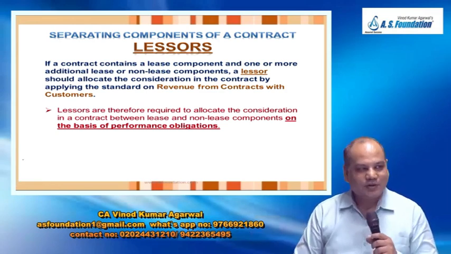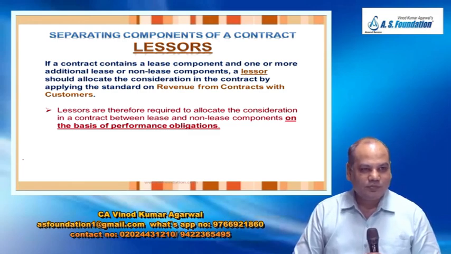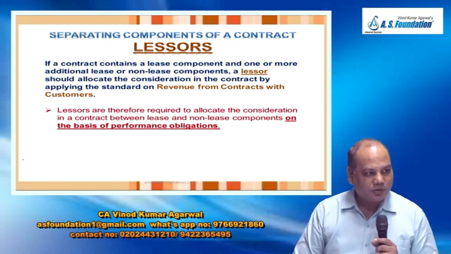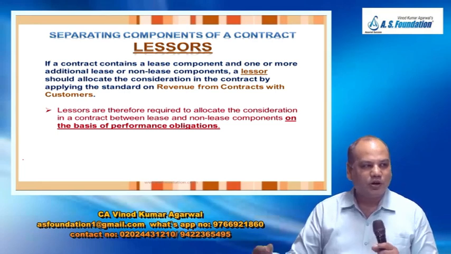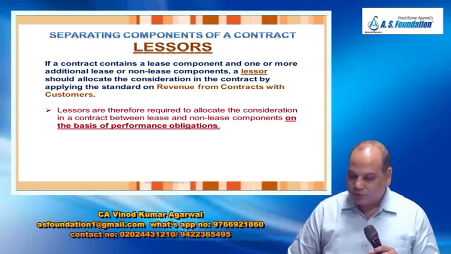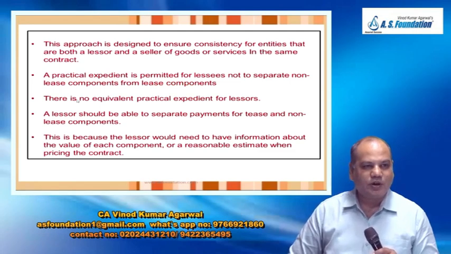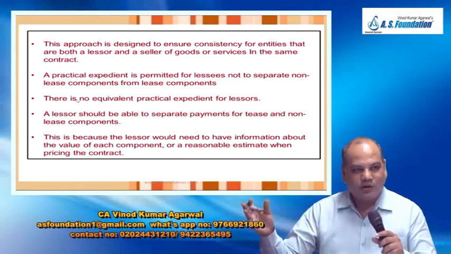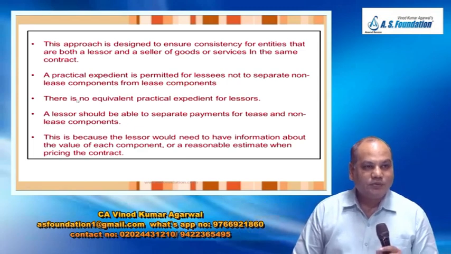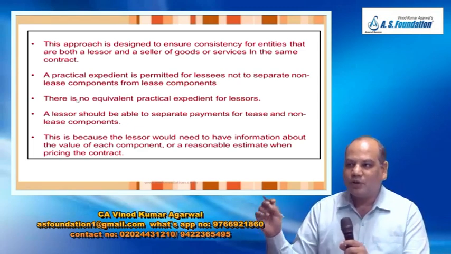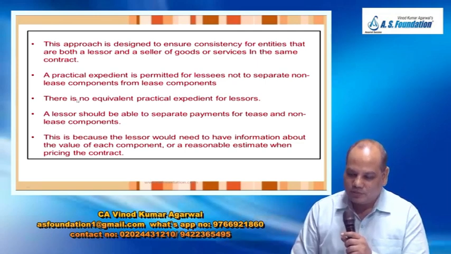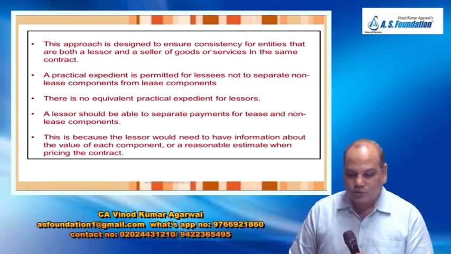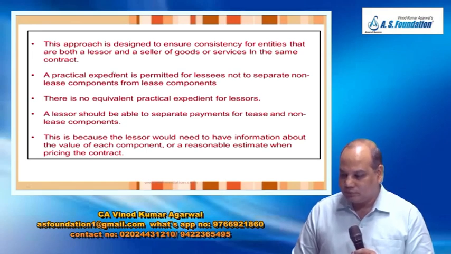Identify the performance obligation. Allocate the transaction price over the different performance obligations, and recognize revenue when the control is transferred. So therefore, you don't have a choice. You are the service provider, the asset provider. You will be able to identify the transaction price of each performance obligation separately. This approach is designed to ensure consistency for entities that are both a lessor and a seller of goods and services in the same contract.